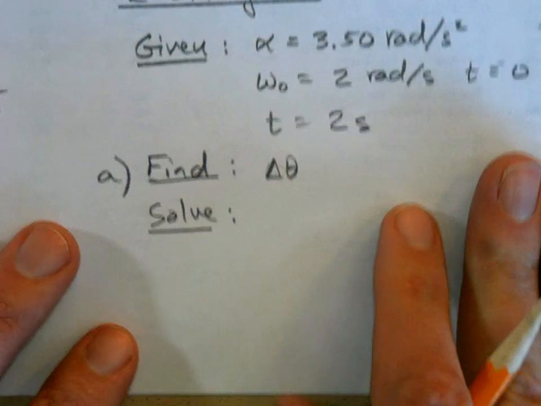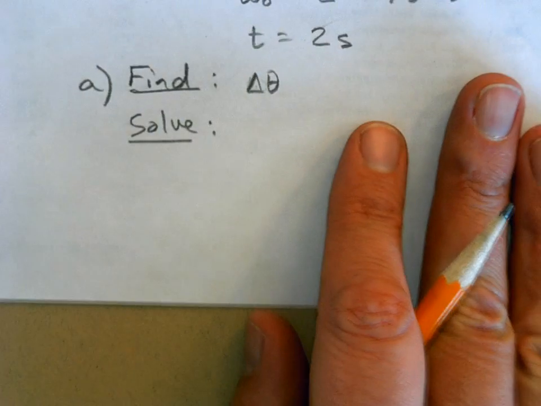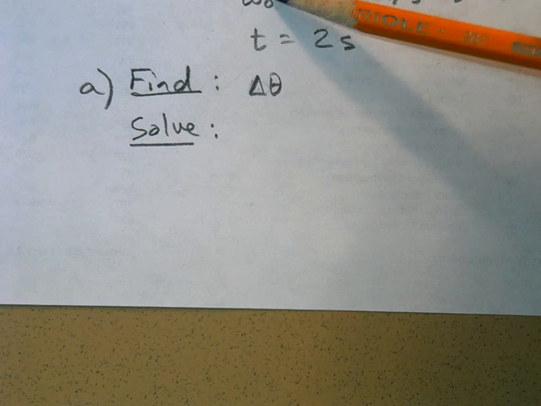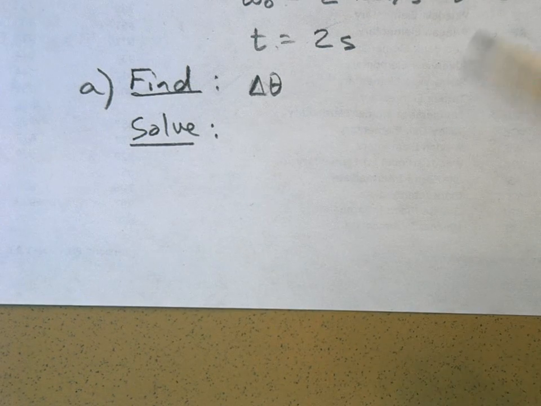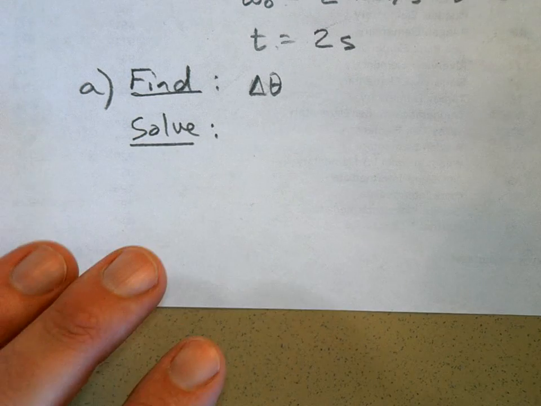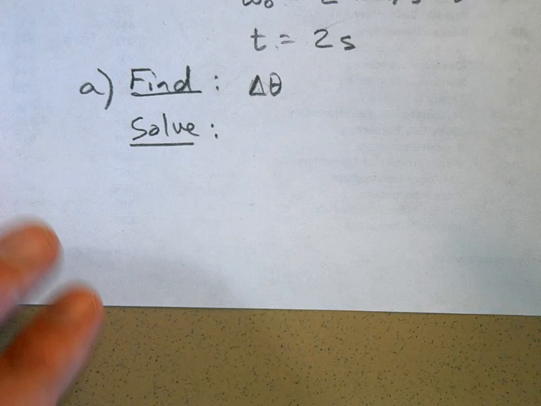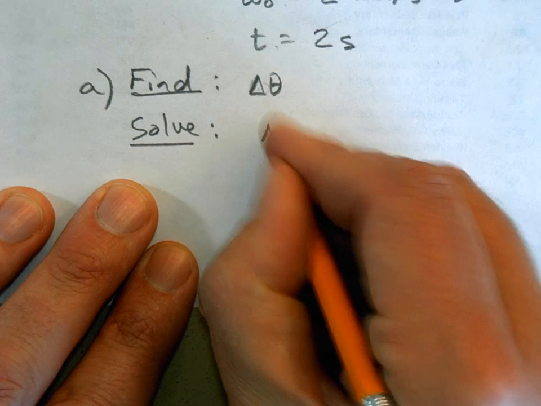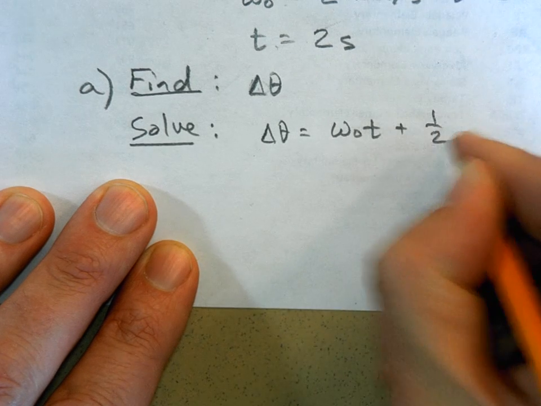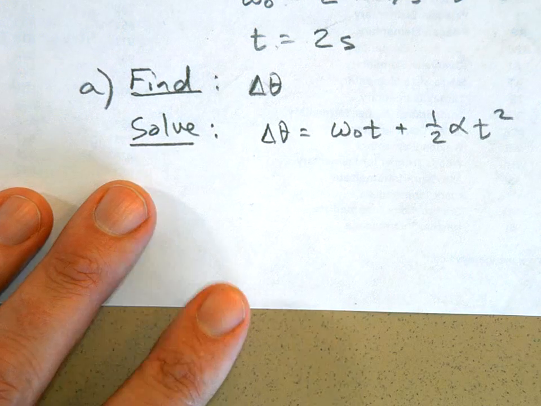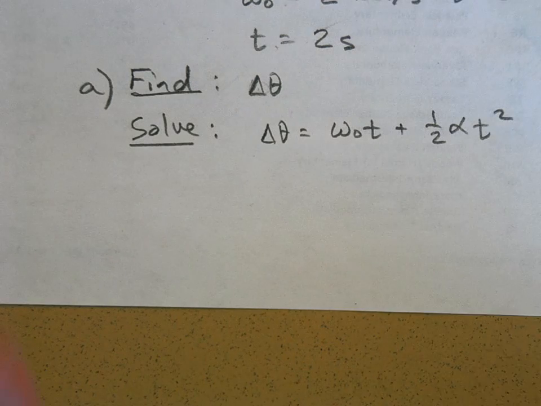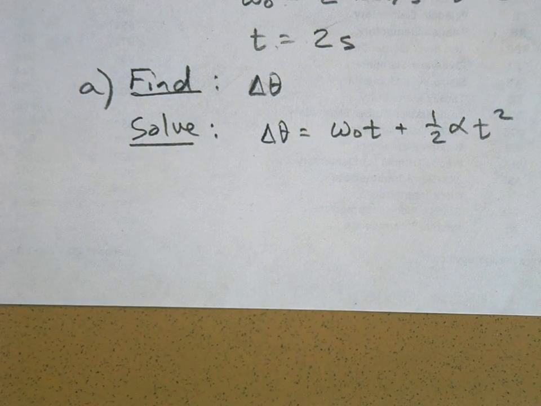So you say, well, what do I know? Alpha, omega naught, t, and delta theta. Well, what am I not given? I'm not given the final angular velocity, and I'm not trying to find it. So I'm going to use the third kinematic equation, which is delta theta equals omega naught t plus 1/2 alpha t squared. Now, the beauty of this is if you know the variables are analogous, if you know the linear equations, you know the rotational equations.